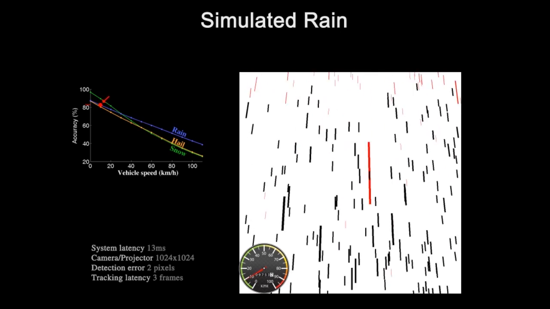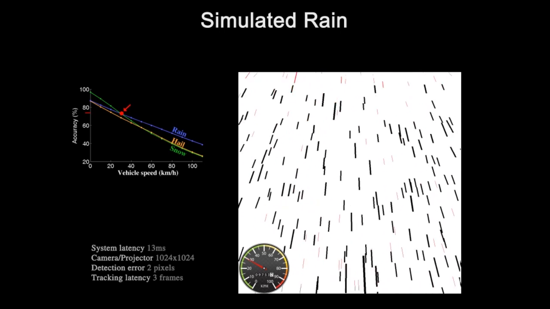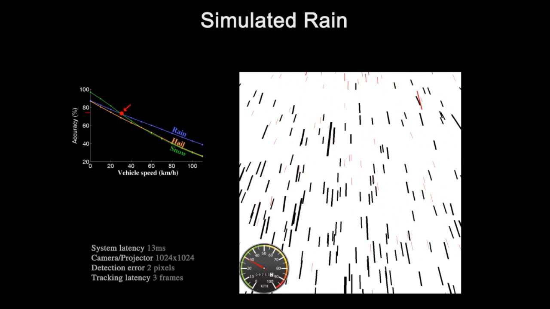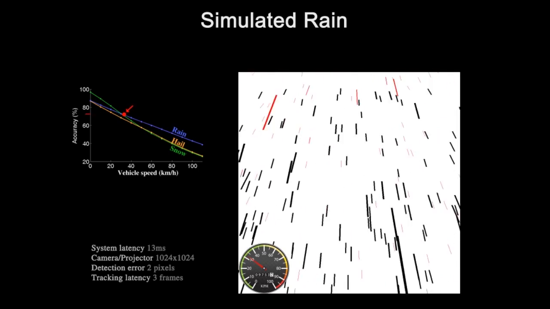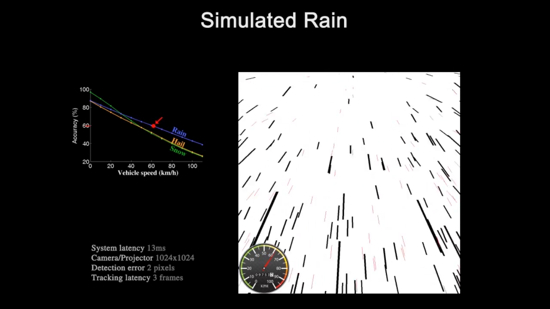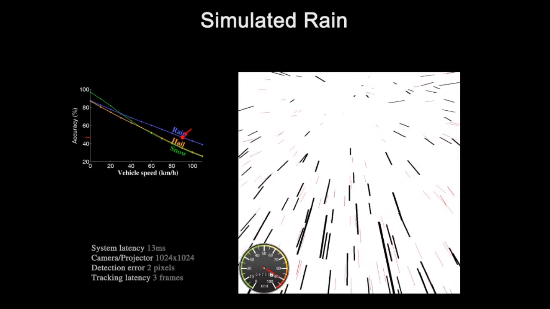If we add forward velocity, the drops enter the field of view from the top and the sides, which makes the task challenging, though not impossible. At 30 km per hour, the accuracy is 73%. At very high speeds, our system is still capable of not illuminating many of the drops, while still maintaining high light throughput.